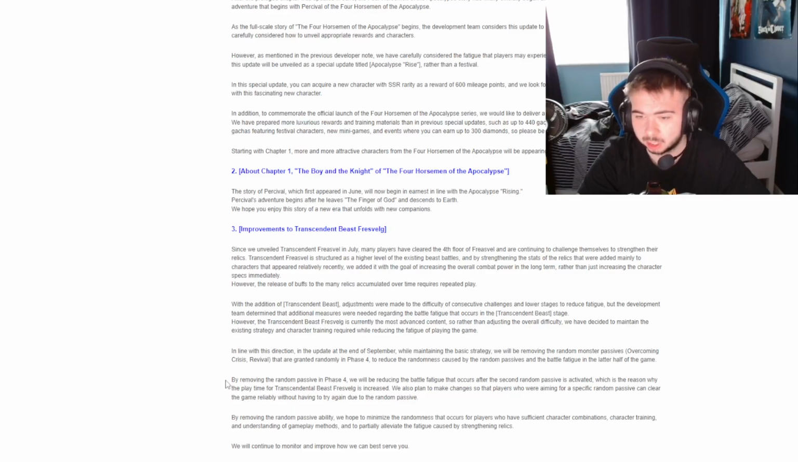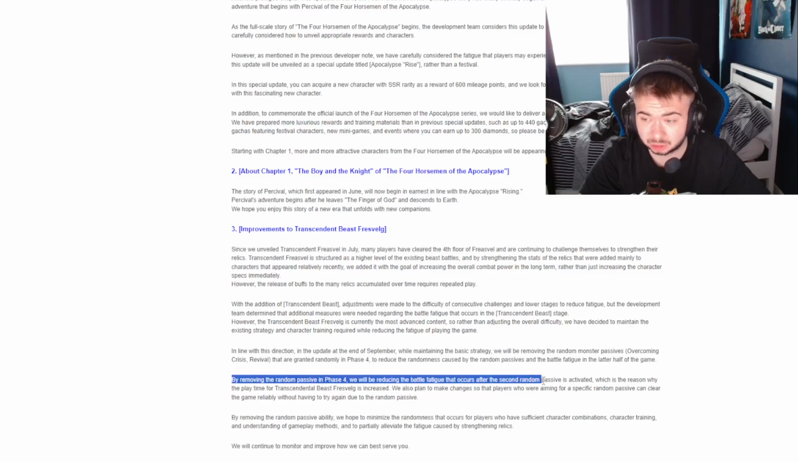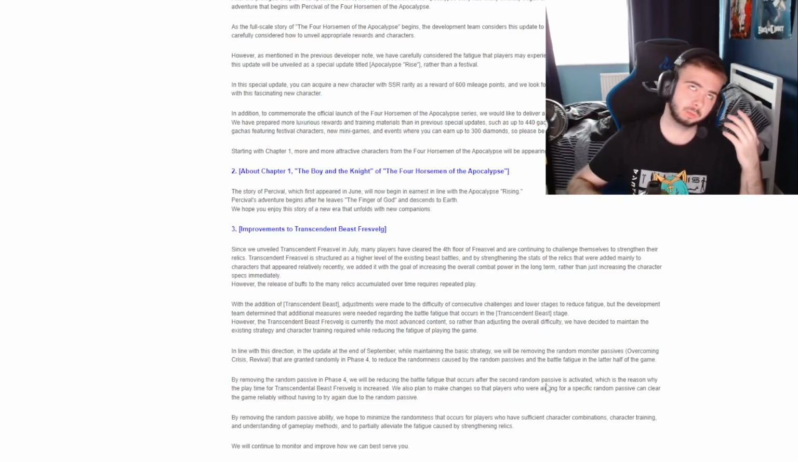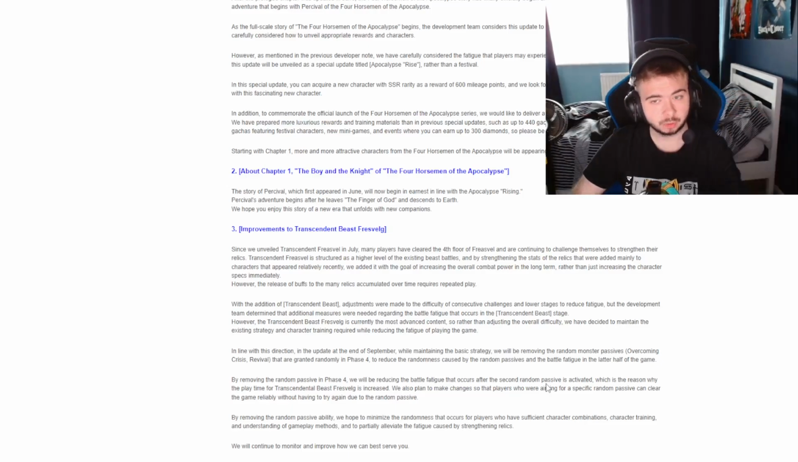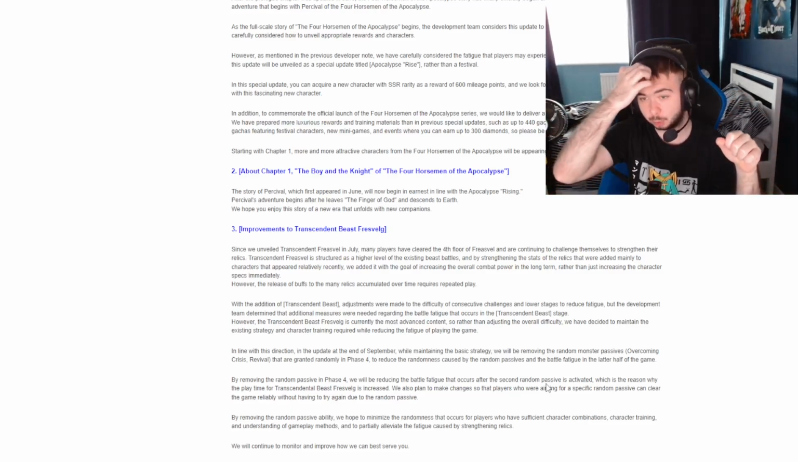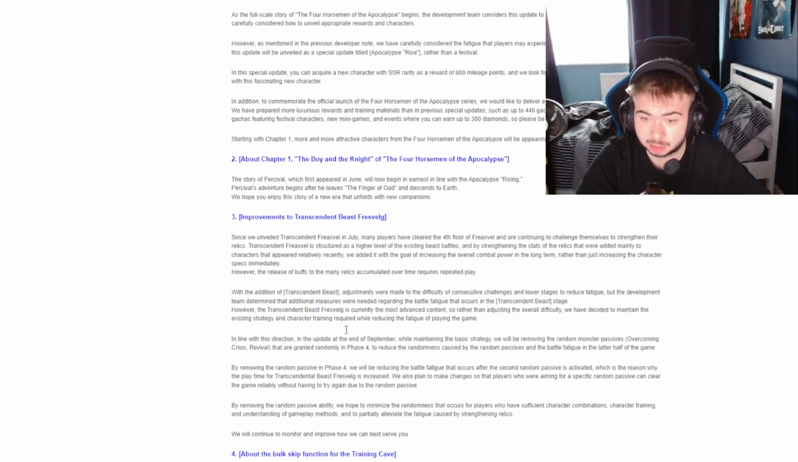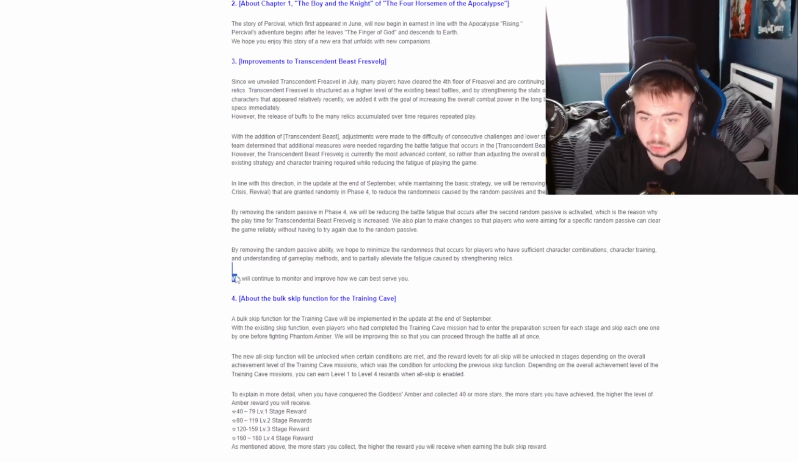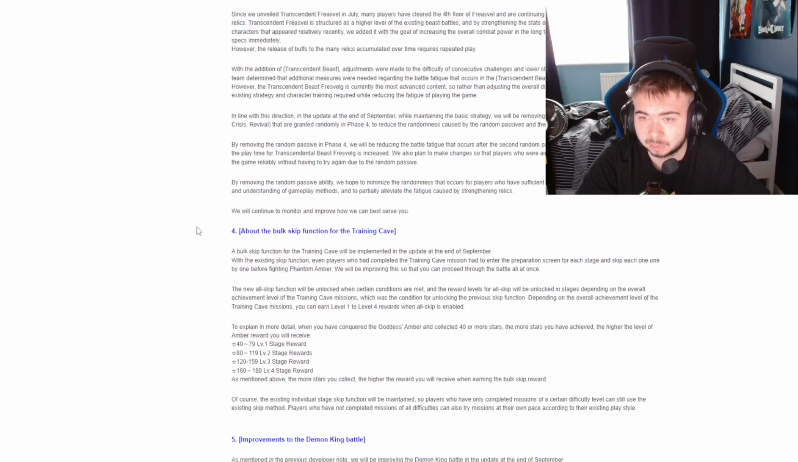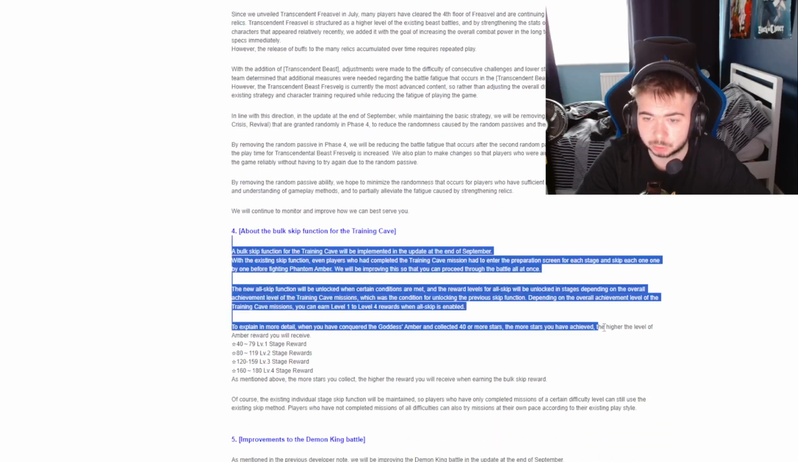So for players who know how to do all of this stuff, you're reducing the randomness. What they're doing with that is removing the random passes from phase 4. I'm not sure how that's going to occur. Maybe they'll remove the revive, maybe they'll remove the full heal, or maybe you can pick which one you want. I'm completely okay with that. I don't mind being able to pick which one I want. Once again, they said they'll continue to monitor it and improve it if need be, which they probably end up doing.